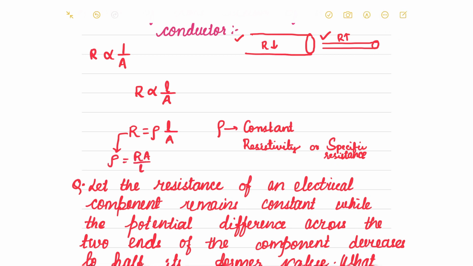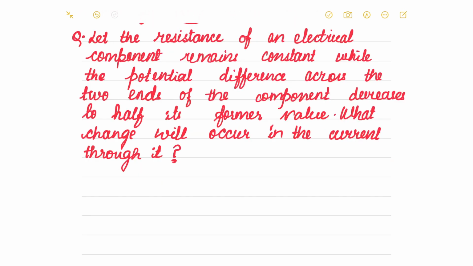If we take the magnitude of area of cross section and length to be unity, that is 1, then we can write rho is equal to R. So simply we can define rho as the resistance of a material of unit length and unit area of cross section. Now let us try to solve a question given in the book.